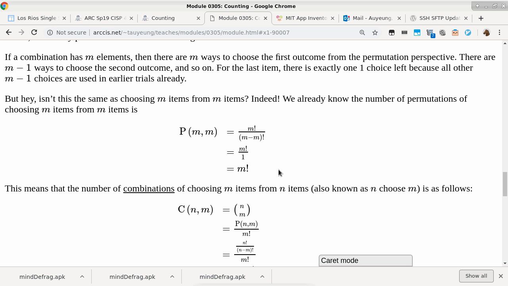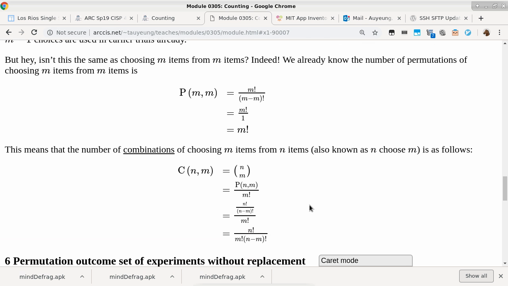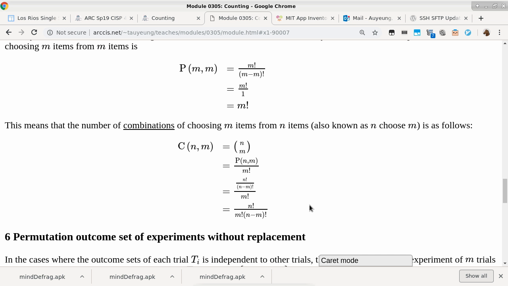5 times 4 times 3 times 2 times 1 is 5 factorial. Okay? So, when you want to look at the number of combinations where ordering is not important, all you have to do is get rid of the duplicates. P(n, m) is already telling you how many permutations we can have, choosing m from n items.